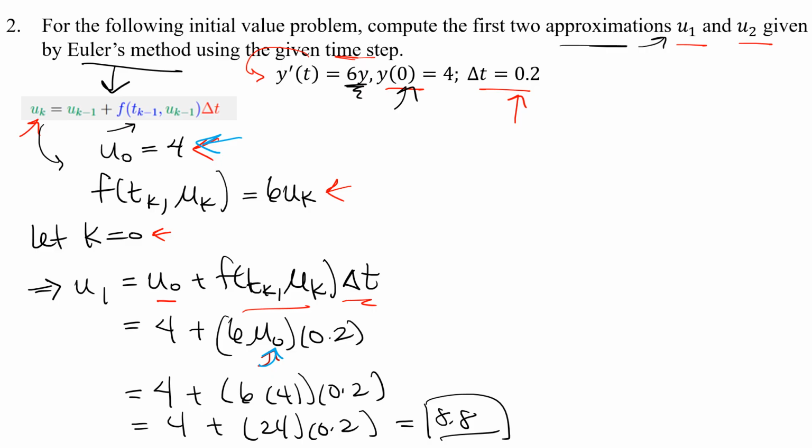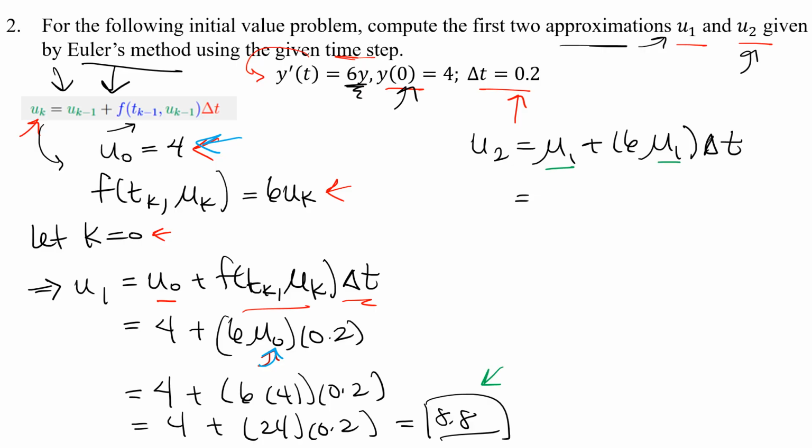Now we want to find u sub 2. So let's write out what that will look like using our method here. u sub 2 is going to be equal to u sub 1 plus, we know we have that 6u sub 1 here times our change in t. We know from what we just found in the first approximation what our u sub 1 is going to be.